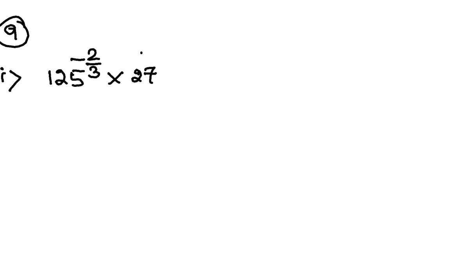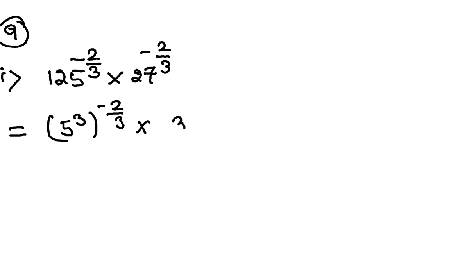Alright, so now question number 9, you have to simplify these expressions again. Let's take the first one, 125 whole to the power minus 2 by 3 into 27 whole to the power minus 2 by 3. So 125 can be broken as 5 cube. So 5 cube whole to the power minus 2 by 3. And how can I split 27? 3 cube. 3 cube whole to the power minus 2 by 3. So now 3 and 3 cancel over.